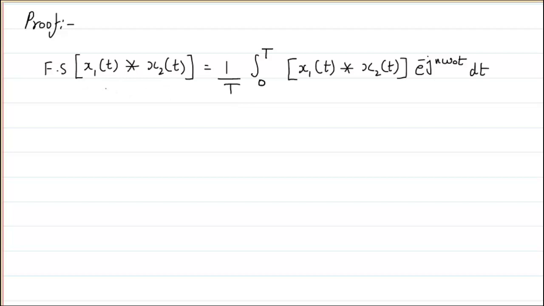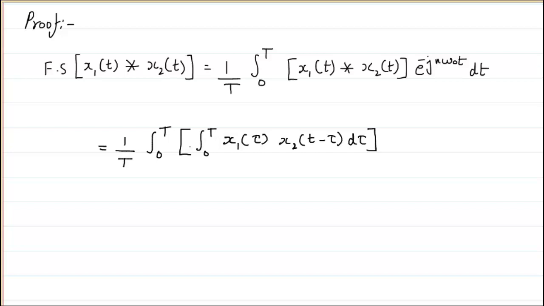Now we already know that the Fourier series of any function is given by 1 by T integral from 0 to T of the function multiplied with e raised to power minus j n omega naught t. This is something that we already know. Now we can substitute for the case of convolution. We know the equation of convolution for a continuous time signal.